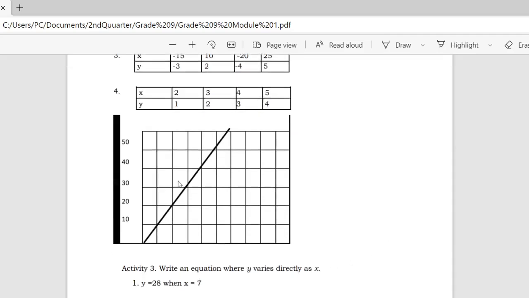Next. Another, the same process here. This is your x. This is your y. If your x is increasing, is y also increasing? So, if both are increasing or both decreasing, find the value of k first. Then, replace the value of k.